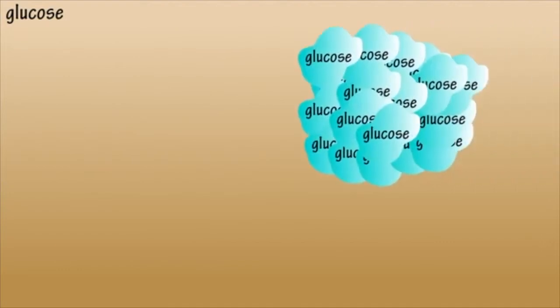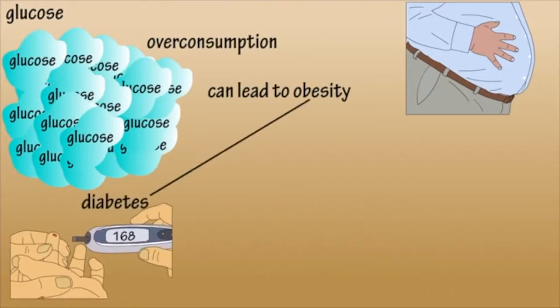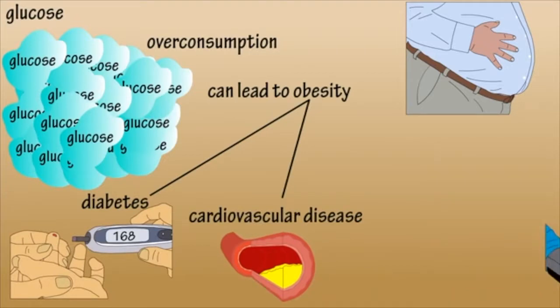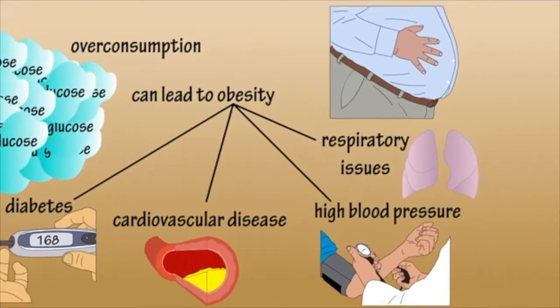As with most substances in the body, too much glucose can cause problems. Overconsuming any type of food, including foods with high glucose content, can lead to obesity, which in turn can lead to an increased risk of many diseases such as diabetes, cardiovascular disease, high blood pressure, and even respiratory problems. Once again, always about moderation.